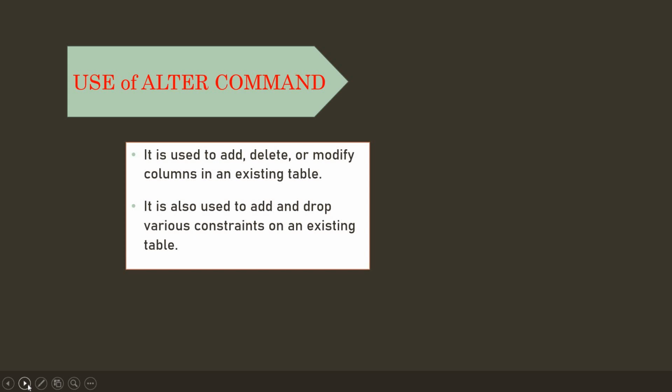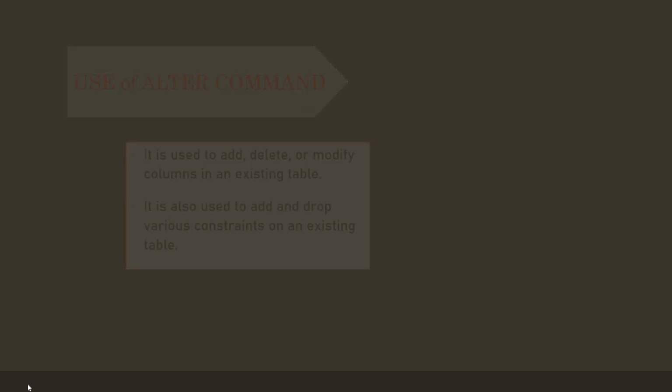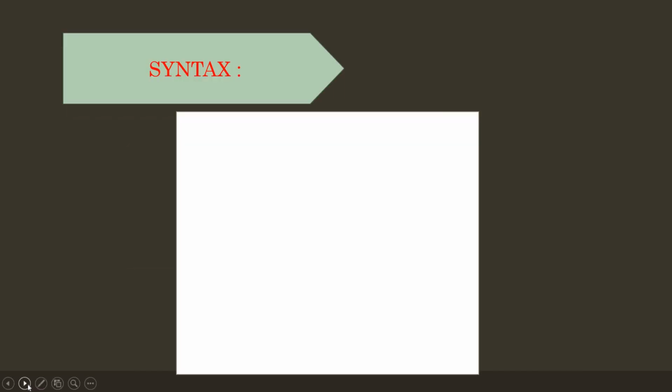So you can add, delete or modify the columns, such as you can change its data type, you can change the name of the column. So all these kind of changes you can make to an existing table. Also we can add or drop constraints on an existing table. Now let us learn what is the syntax to do all this.